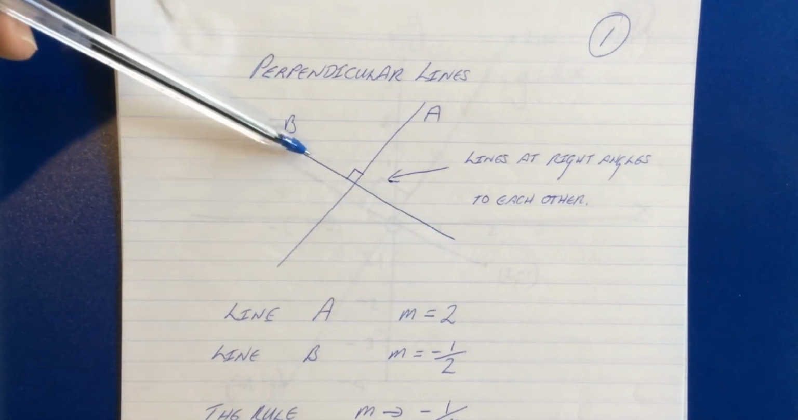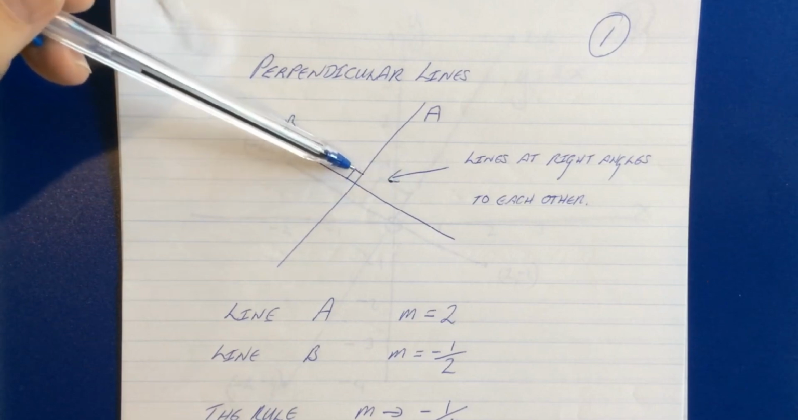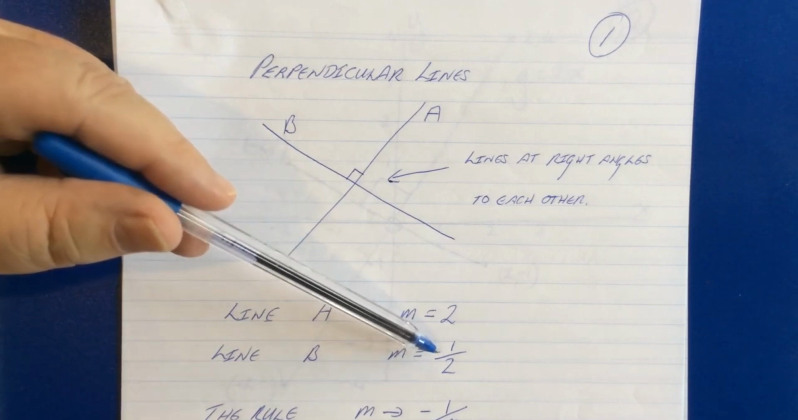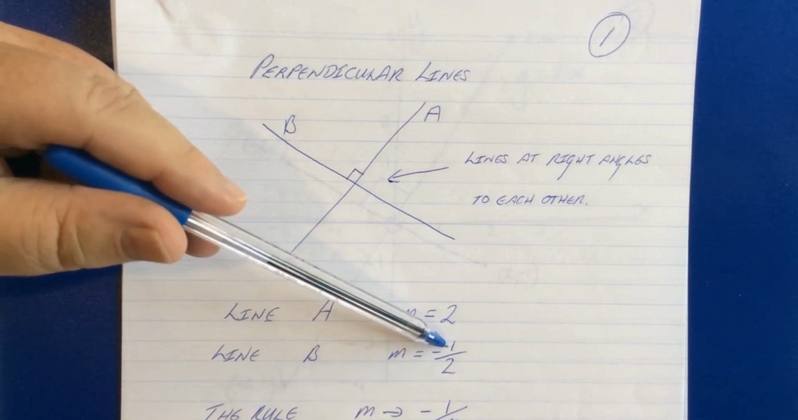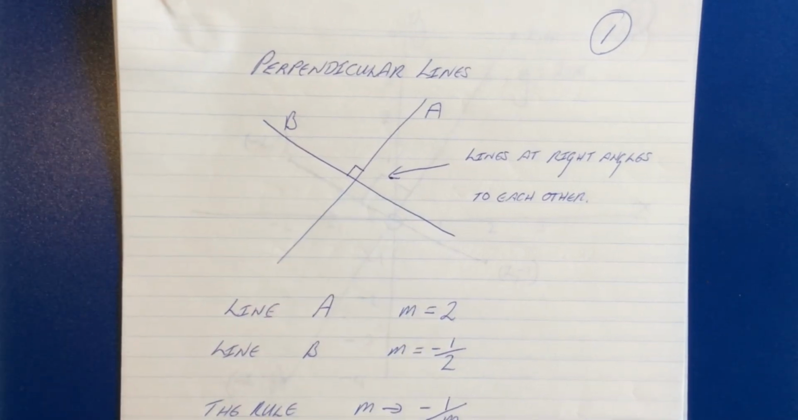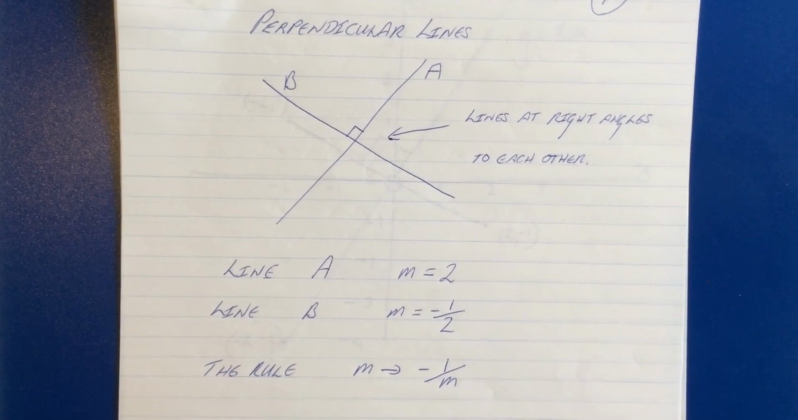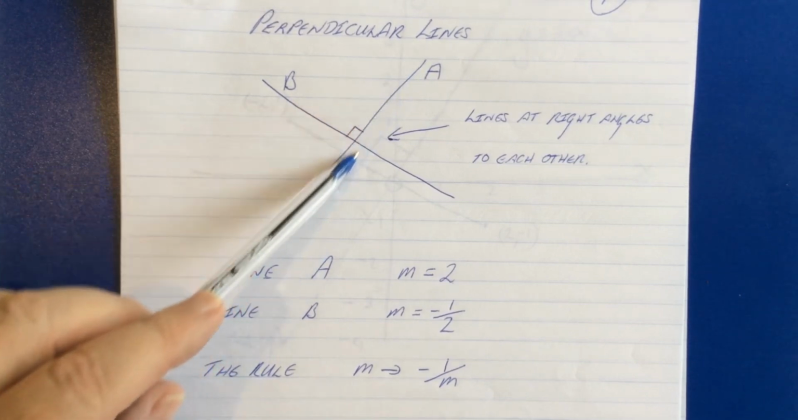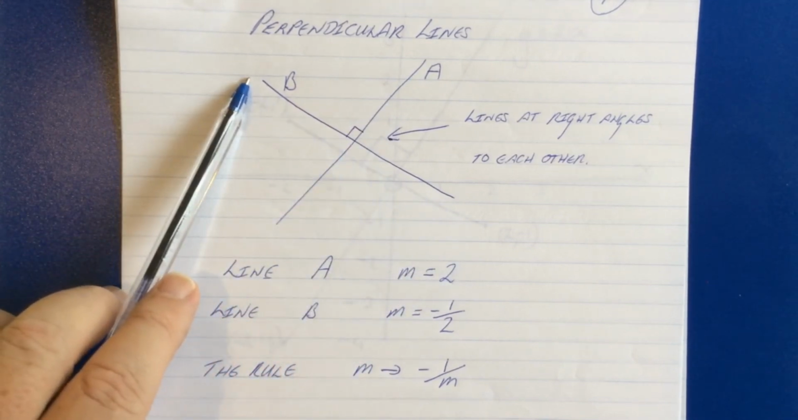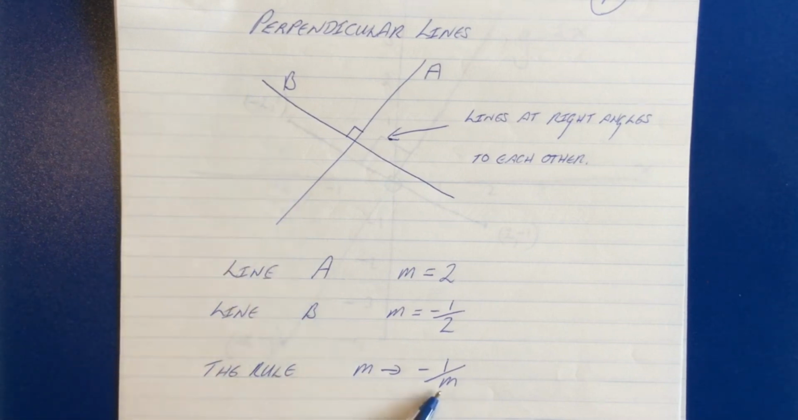Therefore, if line B is perpendicular to it at 90 degrees to it, its gradient is negative, very important, 1 over 2. So the rule for the gradient of perpendicular lines is as follows. The original gradient, in this case line A, m, when we are seeking a line perpendicular to it, the perpendicular line will have a gradient of negative 1 over m.